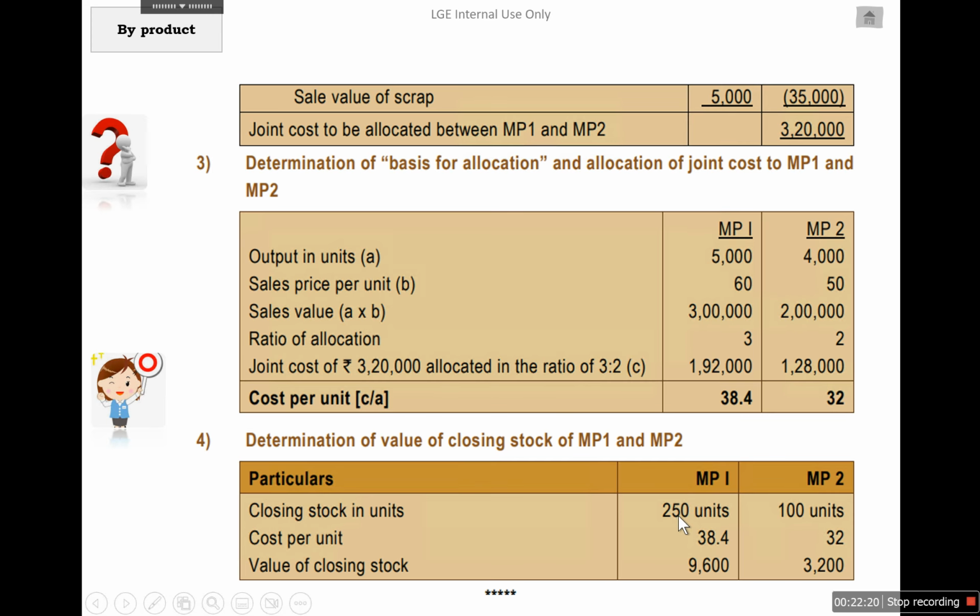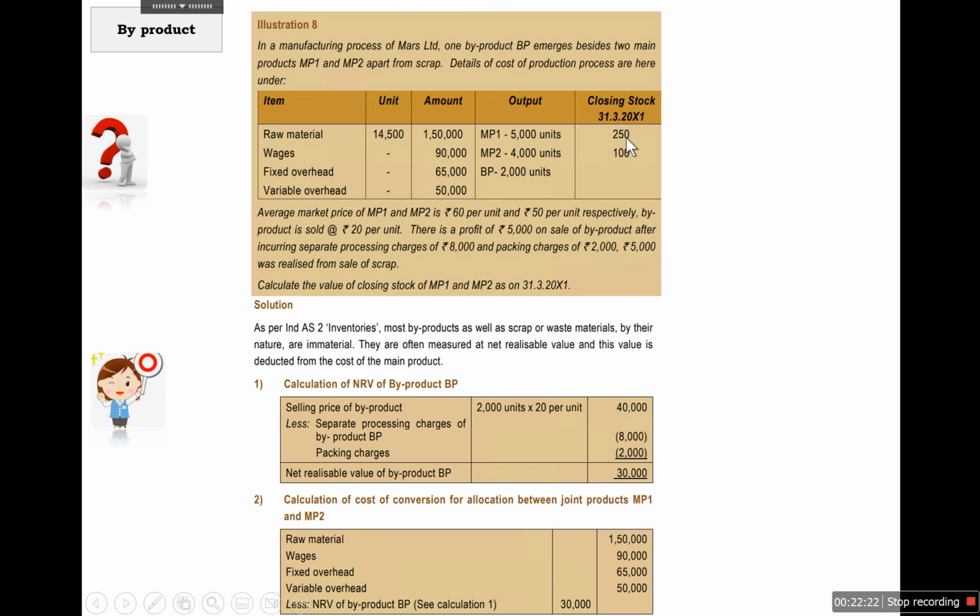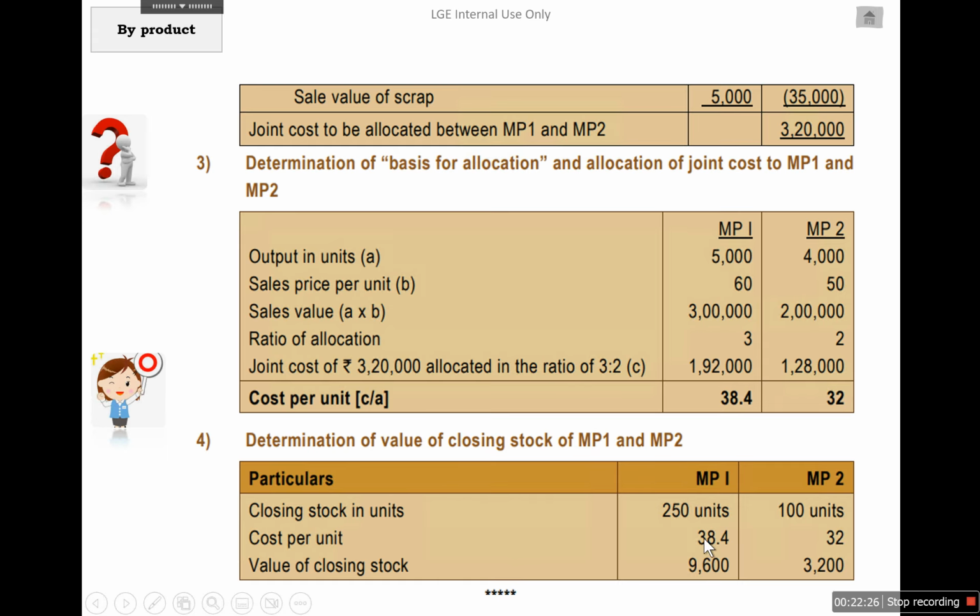So closing stock that is given in the last part of the question is 250 for MP1 and 100 for MP2. So units are multiplied by the cost per unit, and this is the value of the closing stock that we have calculated.